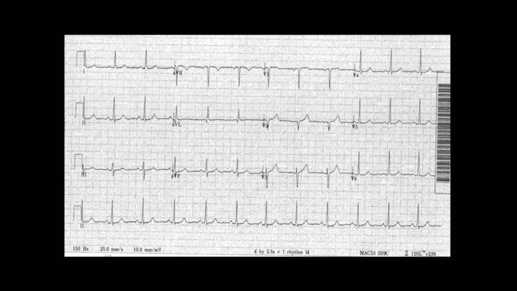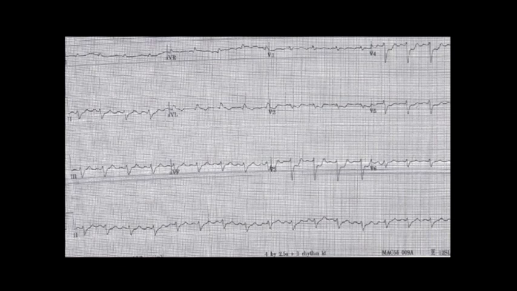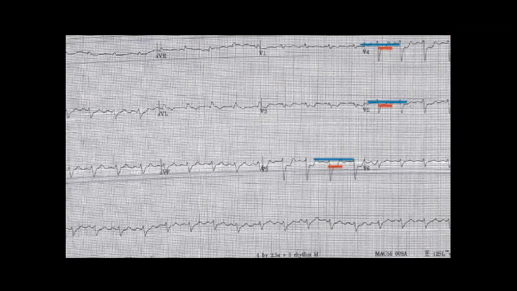Another sign of ischemia on EKG is ST depressions. This is an example of a normal EKG. Normally, the ST segment should line up with the baseline. If the ST segment is depressed, that can be a sign of ischemia. Here, in leads V3 through V5, the ST segment is depressed below the baseline. This is an example of anterior wall ischemia.